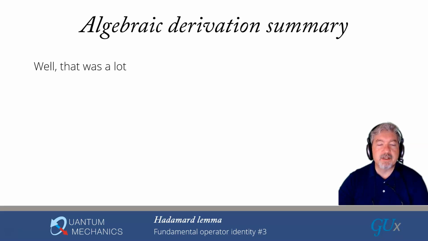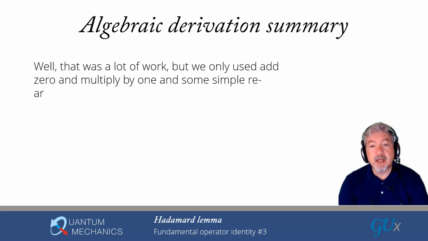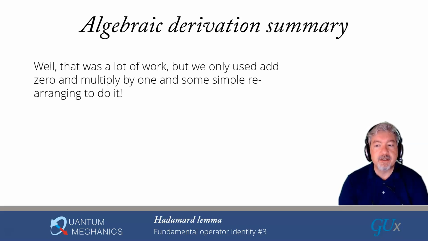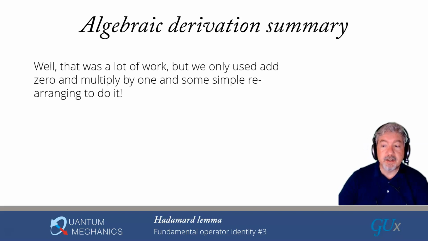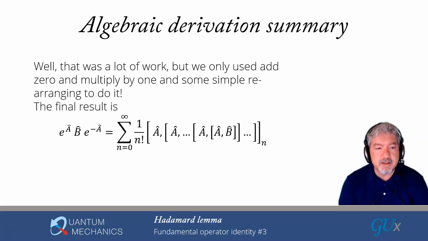And so now let me summarize the algebraic derivation. It was a lot of work, but we only used add 0 and multiply by 1 and some simple rearranging to do it. So this was not something that was particularly sophisticated to go through. The final result is this interesting term that kind of looks like an exponential summation, but it has these nested commutators in it.